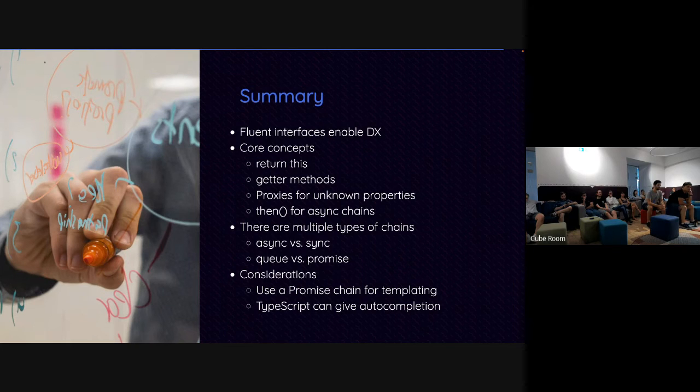And there are basically 2 types. You have asynchronous chains and synchronous chains. And then you have a way of resolving asynchronous chains. One is with queues and one is with promises. And then I would advise a promise chain for templating. And TypeScript can give auto-completion.